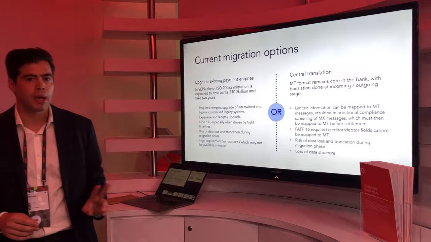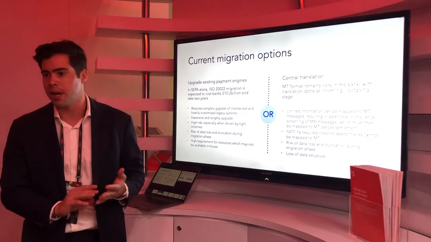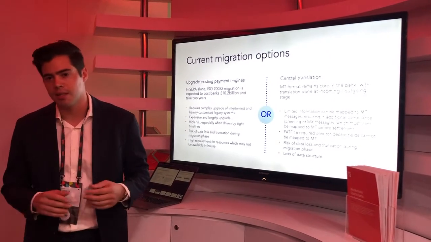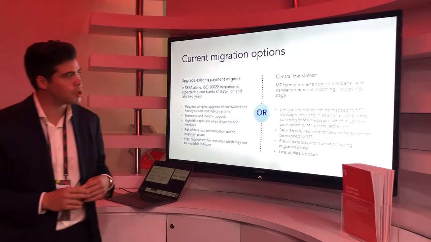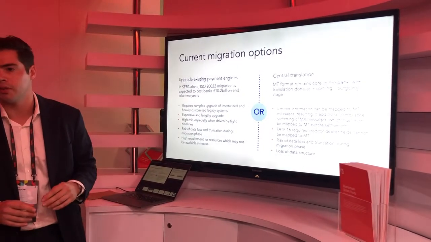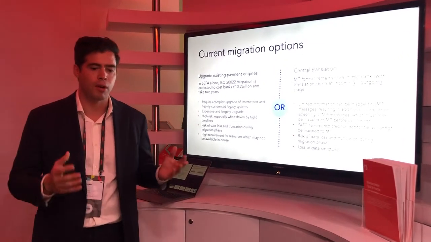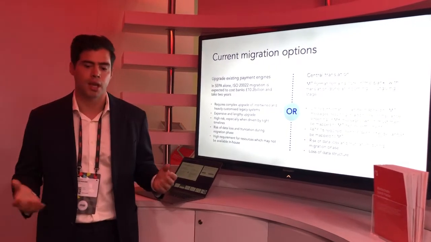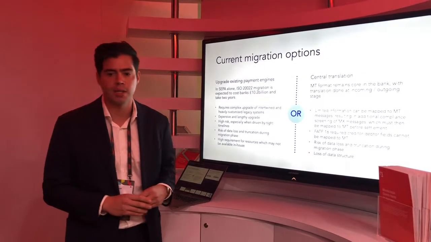So right now there's two main ways of doing migration to ISO. One is to replace all of your core banking infrastructure and move it to an ISO compatible payment engine. For a lot of banks that's a $100 to $500 million project. The other option is to use the central translation service. The challenge with that is that as you convert from MX to MT back to MX, you lose all of the richness in that data. So whilst it's compliant, you're not getting any of the benefits of ISO.